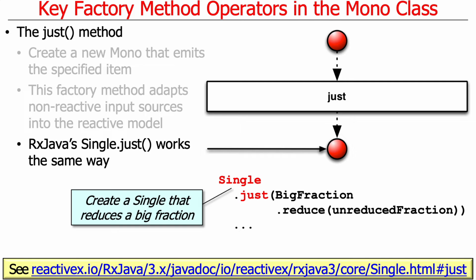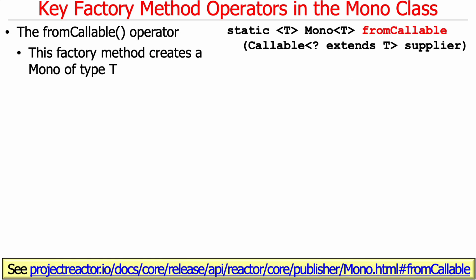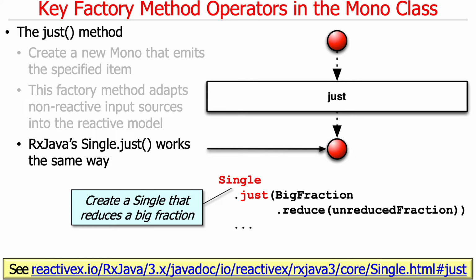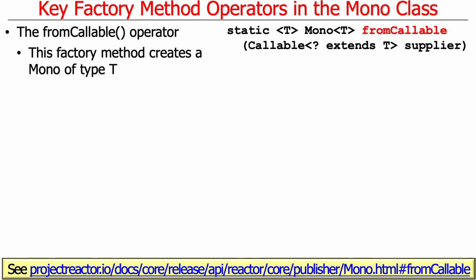RxJava, which is an alternative framework for reactive streams, has a very similar method called just, which works exactly the same way. In this case, you say Single.just, because Single is kind of the equivalent of Mono in RxJava. And once again, you give it the reduced big fraction. So that's just. Just is very, very simple.